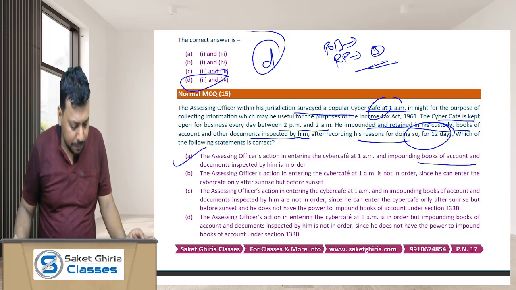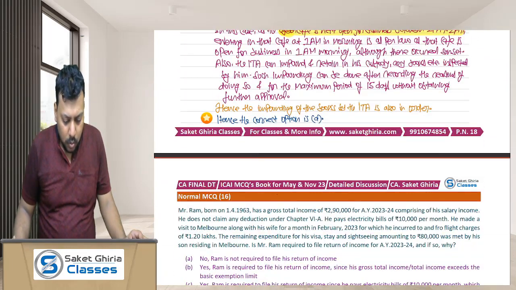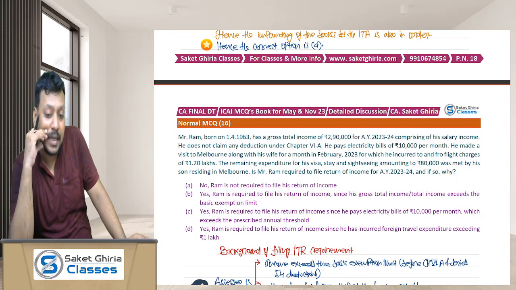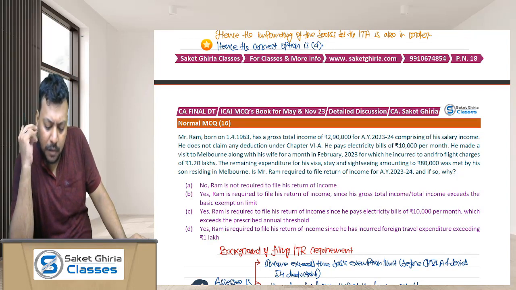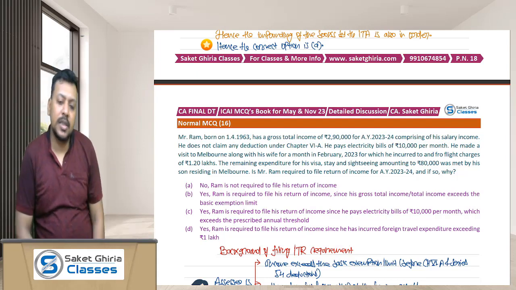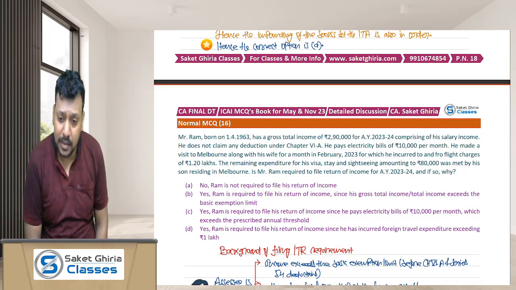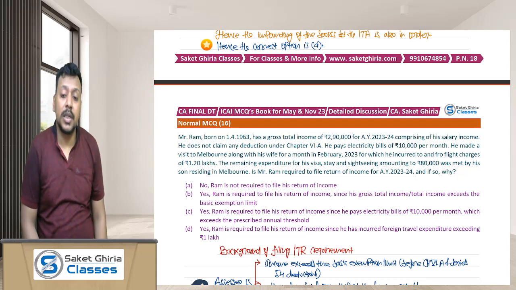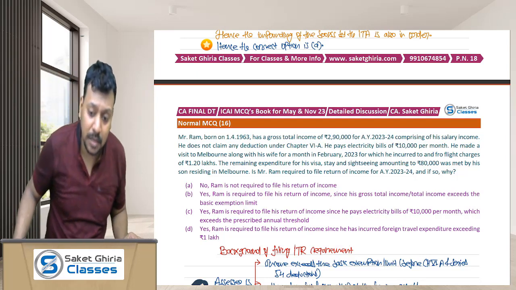So, moving further quickly. Mr. Ram, born on 1/4/1963, has a gross total income of 2,90,000 for assessment year 2023-24, comprising his salary income. He does not claim any deduction under Chapter VI-A. He pays an electricity bill of rupees 10,000 per month, which means 1,20,000 per year. He made a visit to Melbourne along with his wife in February 2023, for which he incurred rupees 1,20,000. The remaining 80,000 was incurred by his son residing in Melbourne.